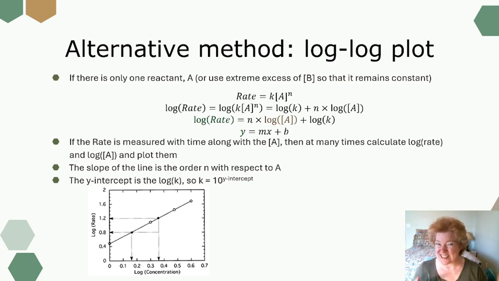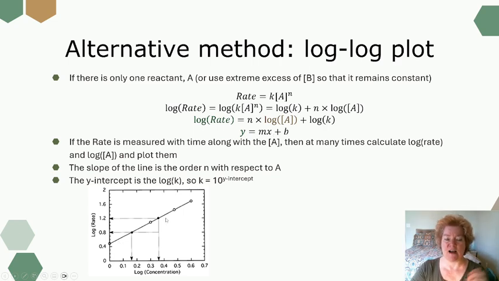So it's a lot of work to get this data, but once I have the data, I take the log of the rate, I take the log of the concentration, and I plot them against each other with the log of concentration on the x-axis and the log of rate on the y-axis. I need to use those because in this equation, the one that's by itself, the y, is the log of the rate, so that needs to be on the y, and the x is the log of the concentration.